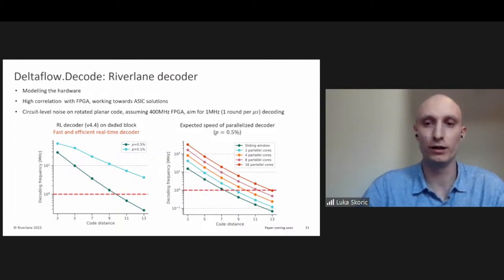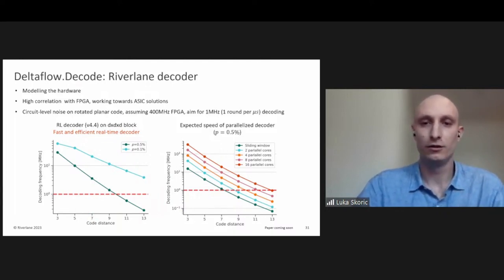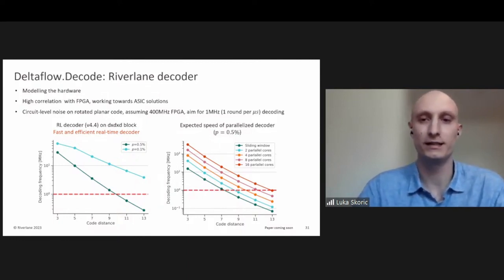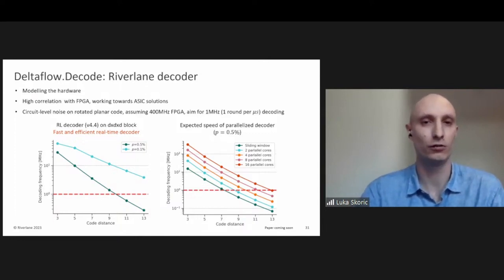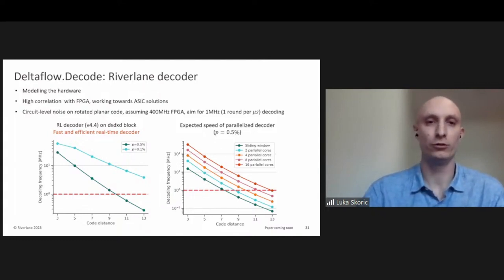In the left plot, we're showing modeling data of our decoder that can accurately decode even the fastest superconducting quantum hardware in real time. So for low noise hardware and medium sized codes, we don't expect we will need parallelization, as our decoder cores are fast enough. This also means that our clock rate is going to be as fast as it can be. However, if the noise is higher or we want to go to very large codes, we will inevitably need to parallelize.